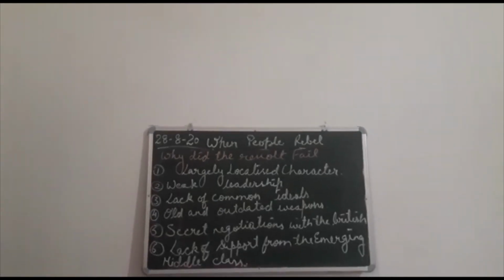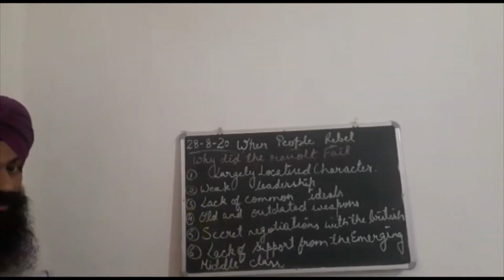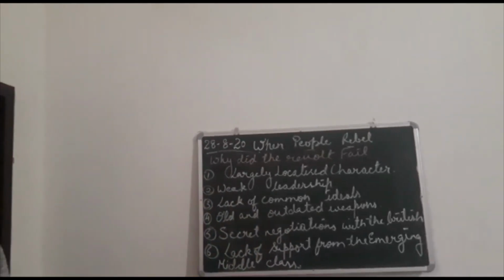Next was old and outdated weapons. The weapons used by the rebels were outdated. They used bows, arrows and swords. But as compared to the Indian soldiers and Indian rulers, the British used rifles, arms and ammunition.